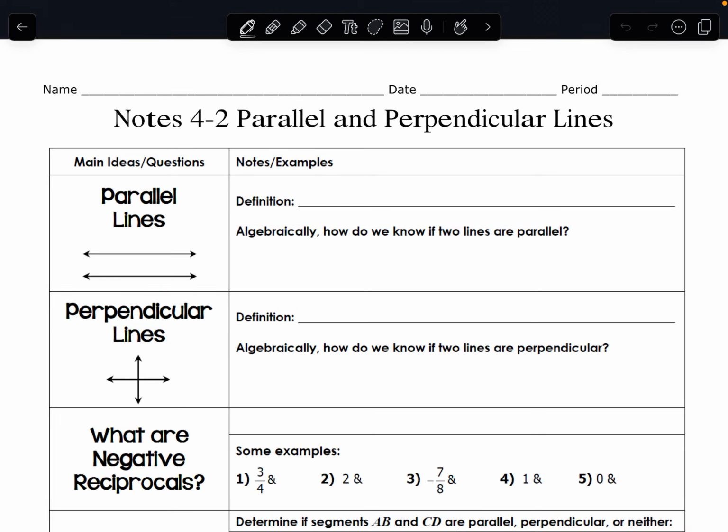Hey guys, today we're going to talk about parallel and perpendicular lines. We're just going to go through a couple examples and definitions right now.